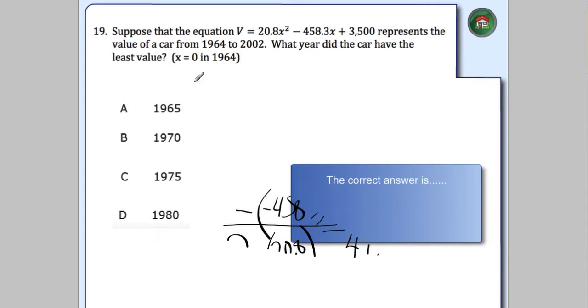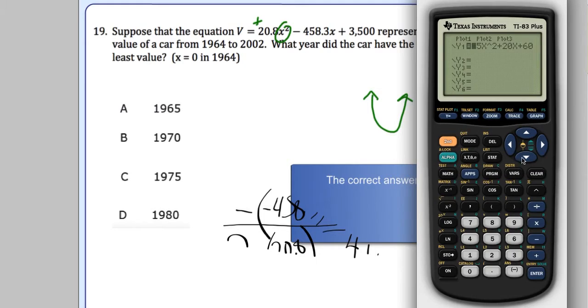Number 19, suppose that the equation V equals this represents the value of a car from 1964 to 2000. What year did the car have the least value? So I hope when you see this, you think it's a parabola because it's x squared and it's positive, so it's turned up. So what I would do here is I would go to y equals and graph it.